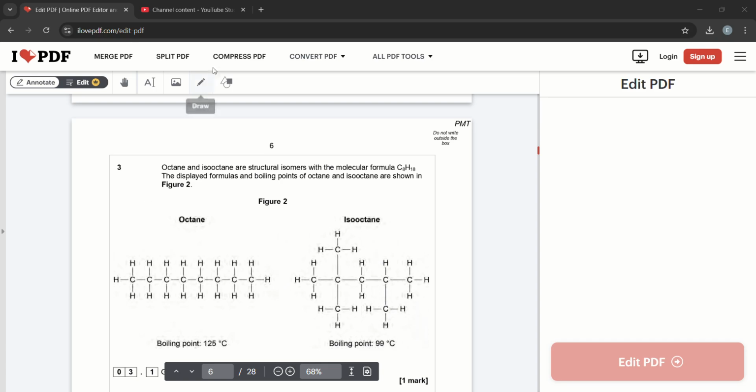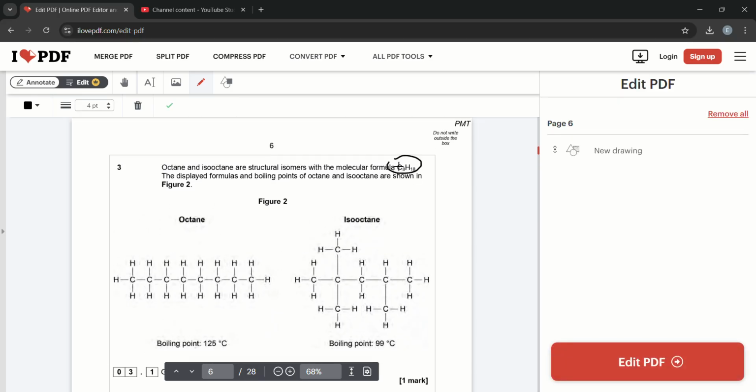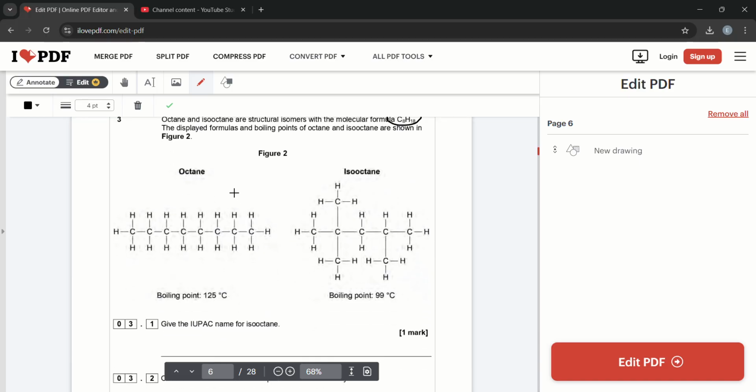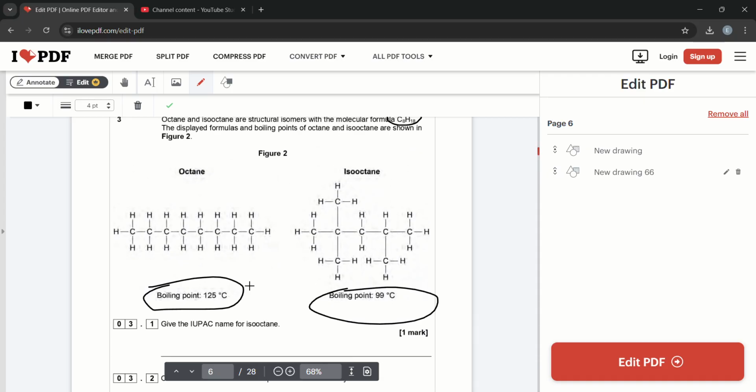Question 8. Octane and isooctane are structural isomers with molecular formula C8H18. Displayed formulas and boiling points of octane and isooctane are shown in figure 2. You can clearly see that octane has a higher boiling point than isooctane. Not extremely significant, only 26 degrees Celsius, but it's still pretty high. Give the IUPAC name for isooctane.